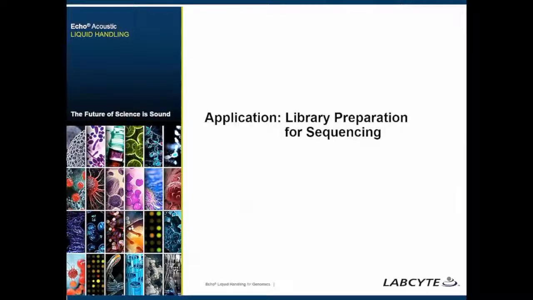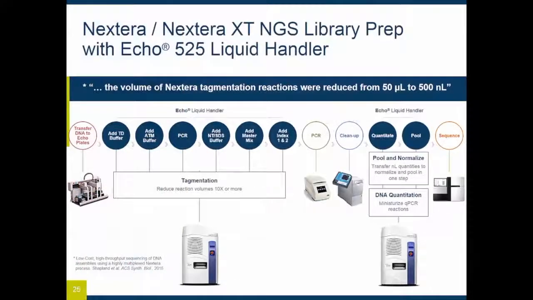I mentioned in the previous slide that the NGS libraries were prepared with the ECHO liquid handler. The Labcyte liquid handler is capable of accurately dispensing nanoliter amounts of the enzymes and buffers used in library preparation to create miniaturized reactions. This significantly decreases the cost of library preparation per sample and allows reagent to be used for a higher throughput of samples.